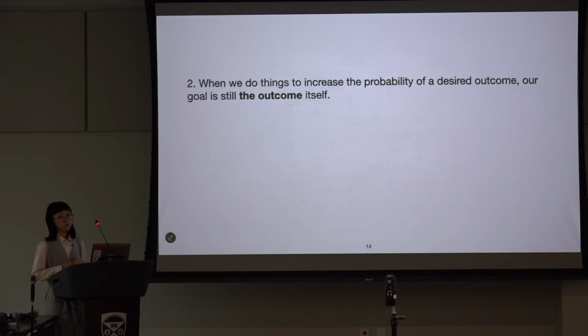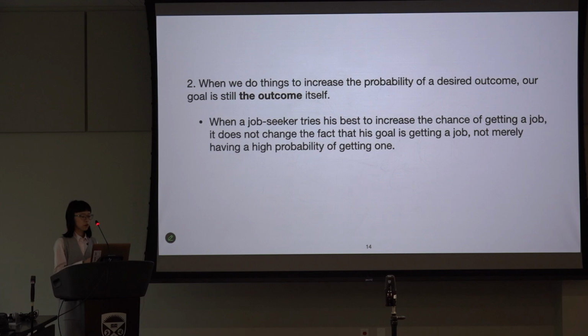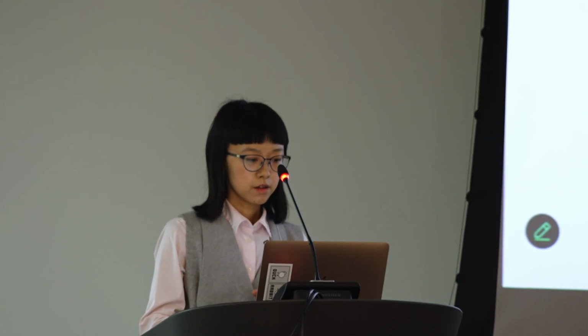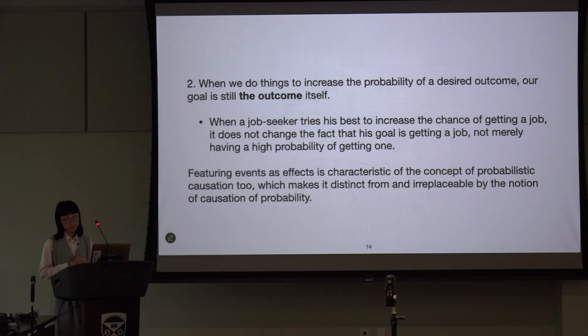And two, when we do things to increase the probability of a desired outcome, our goal is still the outcome itself. So when a job seeker tries his best to increase the chance of getting a job, it does not change the fact that his goal is to get a job, not merely having a high probability of getting one. And in fact, after he got one, he may not care about how improbable it was in the first place. So this featuring of events as effects is characteristic of the concept of probabilistic causation, which is why it is distinct from, and I think irreplaceable by, the notion of causation of probability.